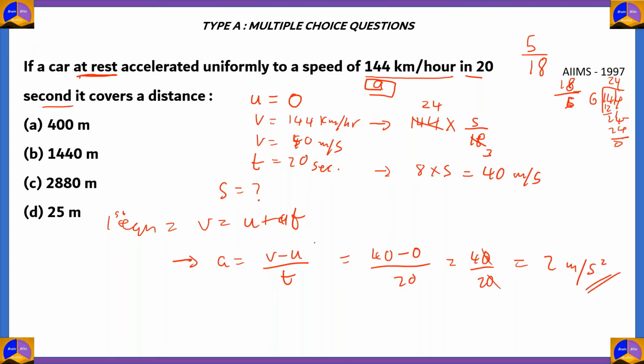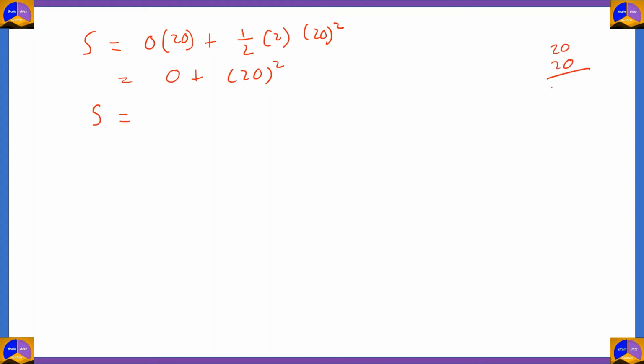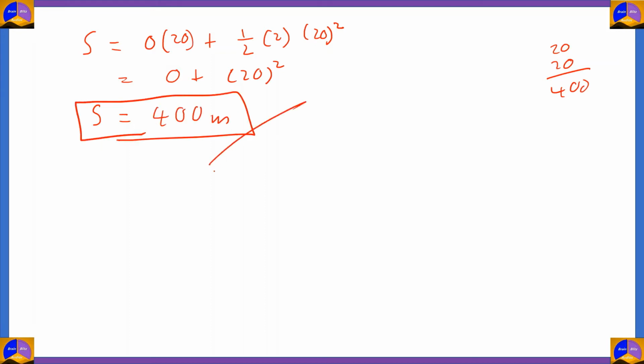Great. But we're not here to find acceleration. We need to find the distance. And for the distance, we use the second equation of motion. And that is s is equal to ut plus half at squared. Let's put in the values. s stays as it is. u, the initial velocity is 0, t is 20, plus half into a is 2, and t squared will be 20 squared. So 0 into 20 is 0, plus half into 2 is 1, so that's 20 squared left. So our s will be equal to 20 squared. 20 times 20 will give you 400. So the right answer is s is equal to 400 meters.